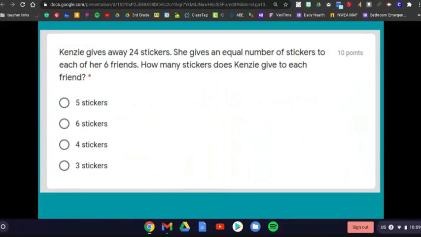To get our heads in it today, this is a question from yesterday's math activity. It says, Kenzie gives away 24 stickers. She gives an equal number of stickers to each of her 6 friends. How many stickers does Kenzie give to each friend? And you had to solve the word problem by making shares, by sharing the stickers with the people.